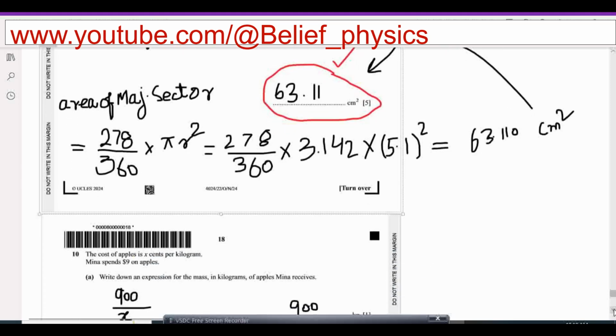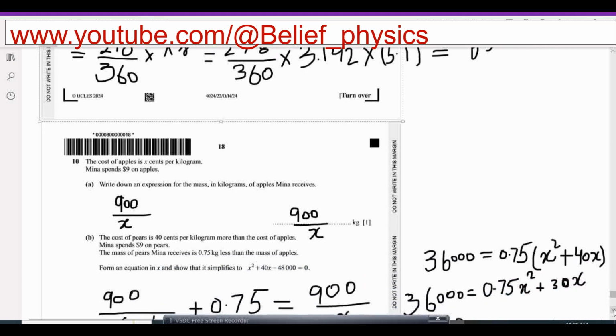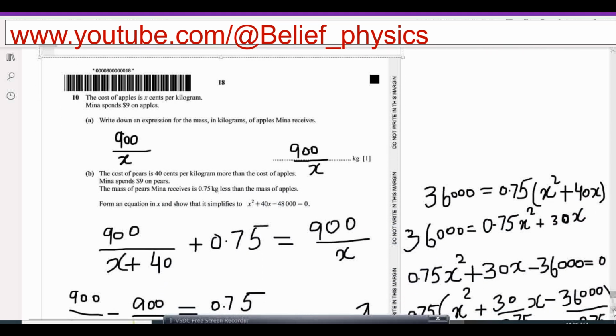Next question is, the cost of apples is x cents per kilogram. Mina spent $9 on apples. So the number of kilograms will be equal to 9 dollars. Actually we convert it into cents to keep it consistent. So this $9 is actually 900 cents. So we put 900 here. So 900 total, x per kilogram, when we divide by x, we get the number of kilograms.